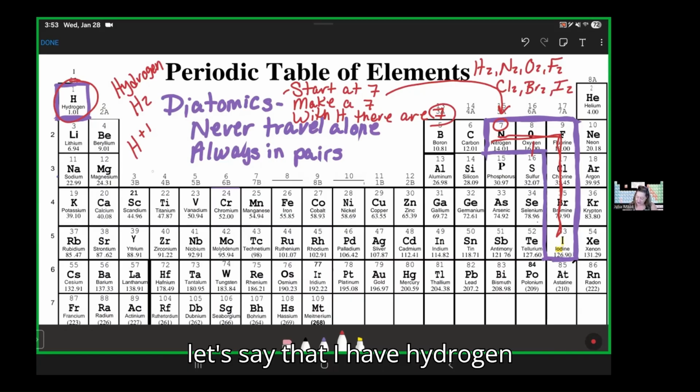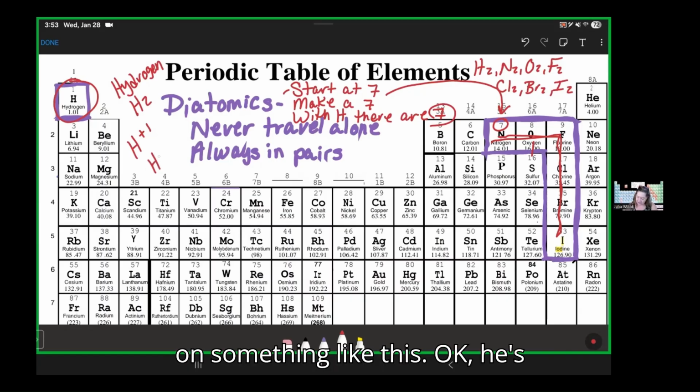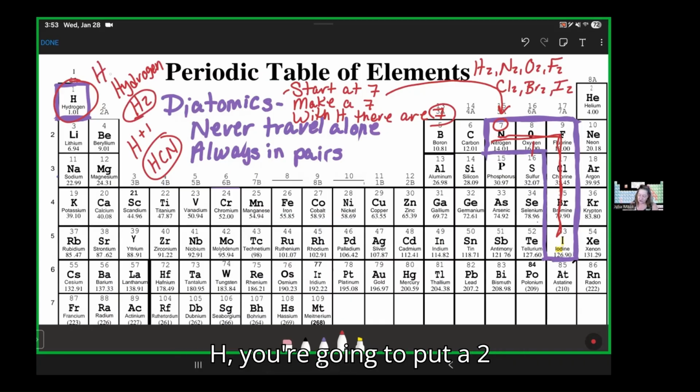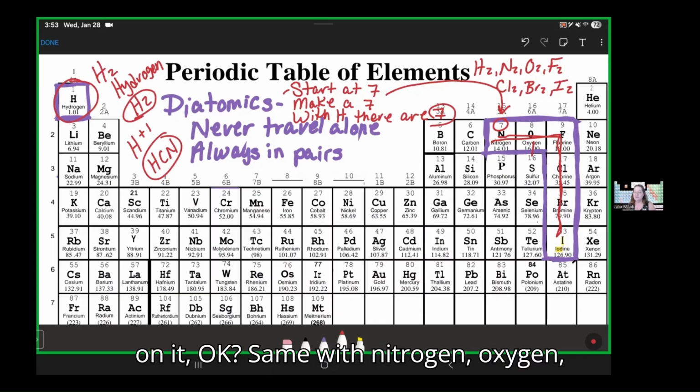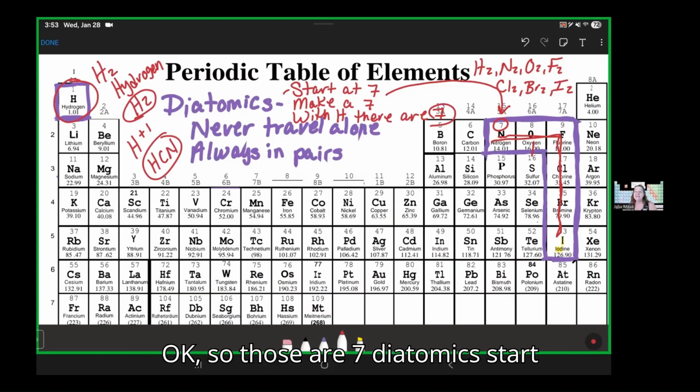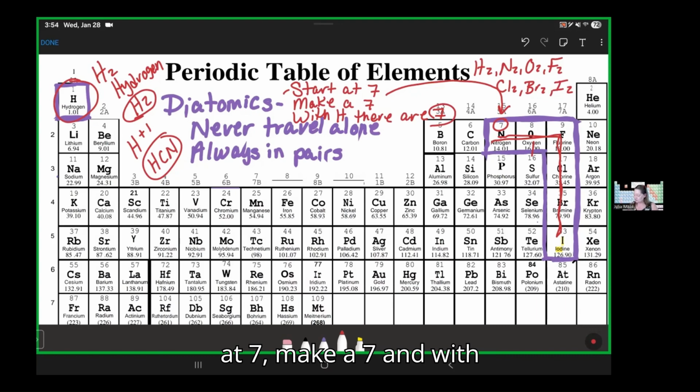Or let's say that I have hydrogen on something like this. He's not alone. So you don't need 2 of them. It's only when hydrogen is all by himself as an H that you're going to put a 2 on it. Same with nitrogen, oxygen, fluorine, chlorine, bromine, and iodine. So those are 7 diatomics. Start at 7, make a 7, and with hydrogen, there are 1, 2, 3, 4, 5, 6, 7 of them.